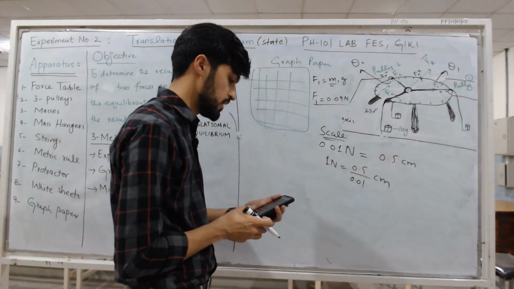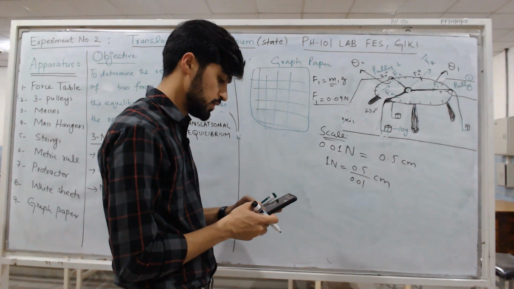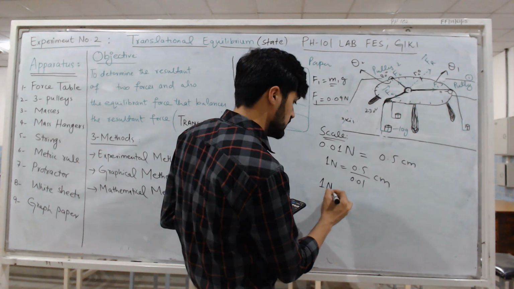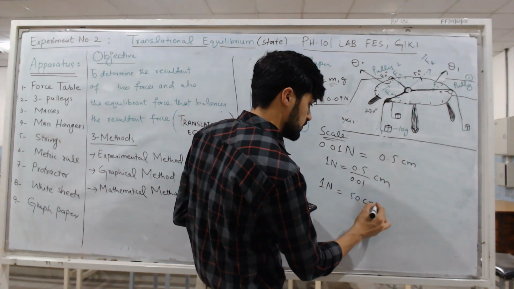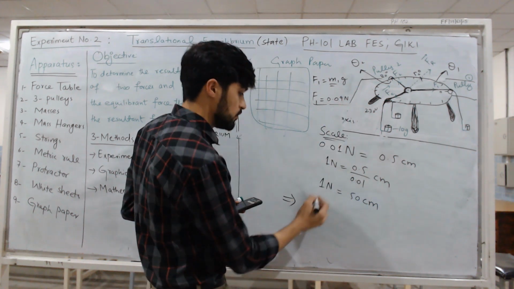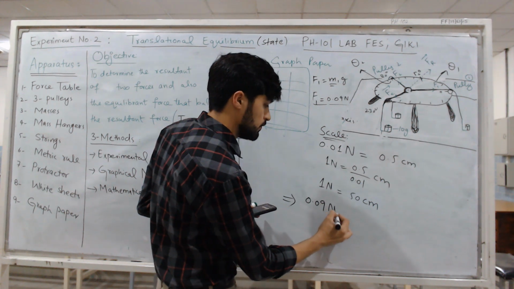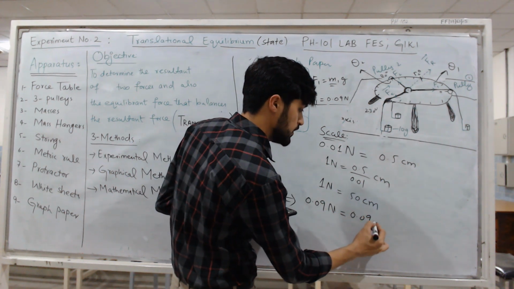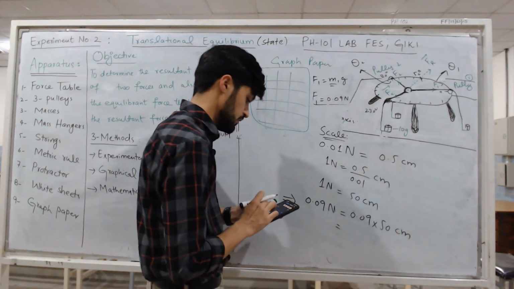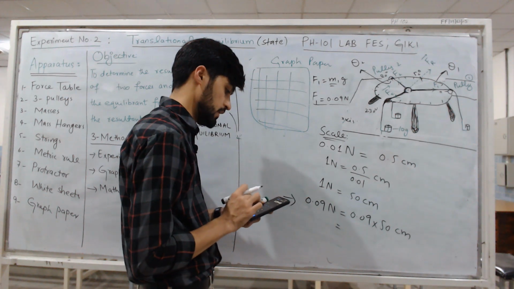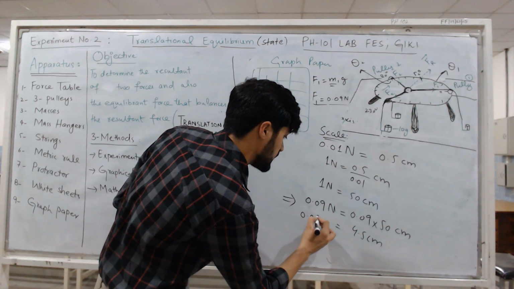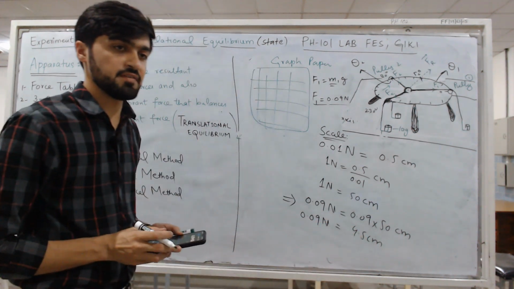If you divide 0.5 by 0.01, you will get 50 centimeters. It means that 1 Newton is equal to 50 centimeters. So if 1 Newton is 50 centimeters, 0.09 Newton will be equal to 0.09 times 50 centimeters, which gives you 4.5 centimeters. So 0.09 Newton will give you 4.5 centimeters.